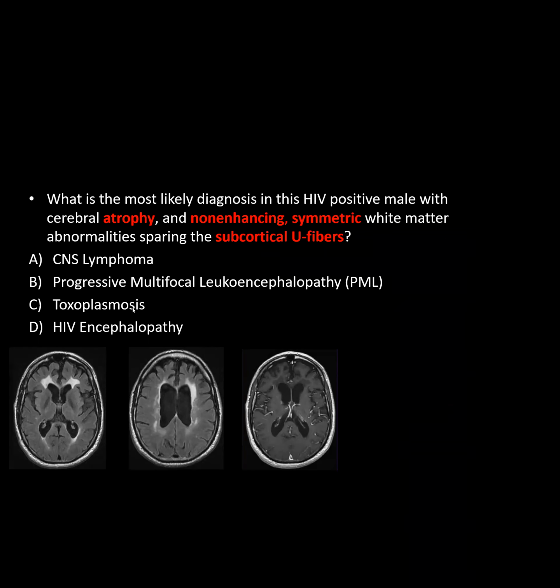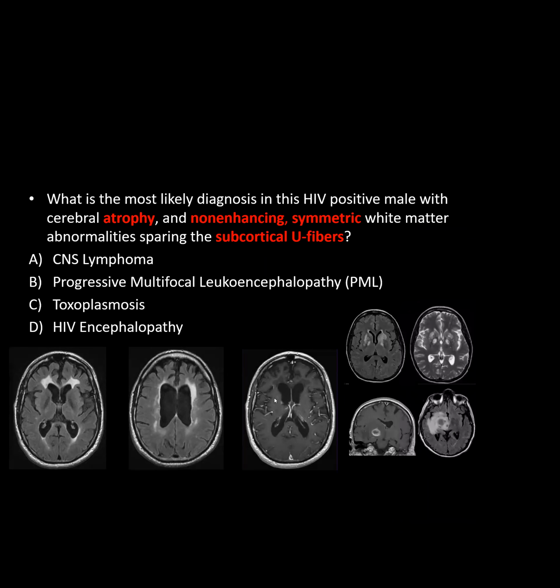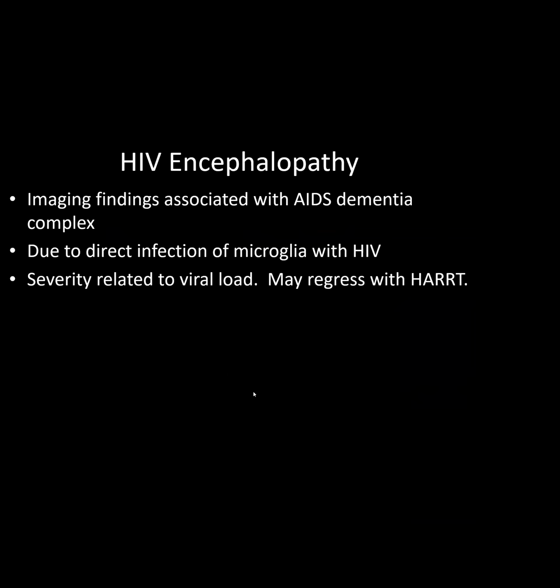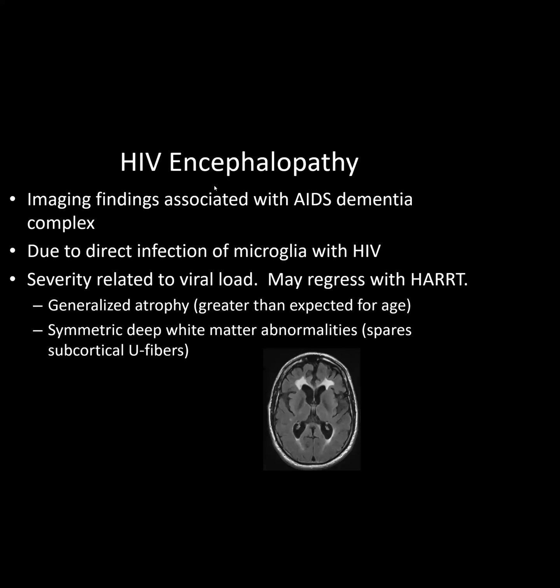Toxo classically gives you multiple rim enhancing lesions. There are no rim enhancing lesions here, so the best answer for this case is actually going to be HIV encephalopathy. This is due to direct infection of your microglia by the HIV, by the virus itself, and it's supposed to be dependent on your CD4 count and whether you've gotten treatment or not. If your CD4 count is lower and you have a higher viral load, you're more likely to have this or have progression of this, and it sometimes actually gets better when you treat the patient.